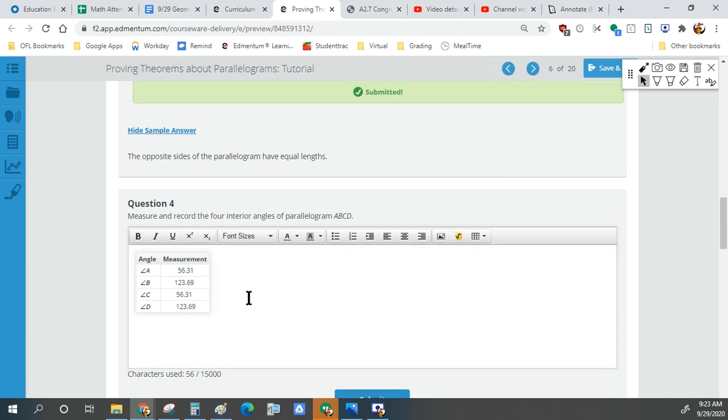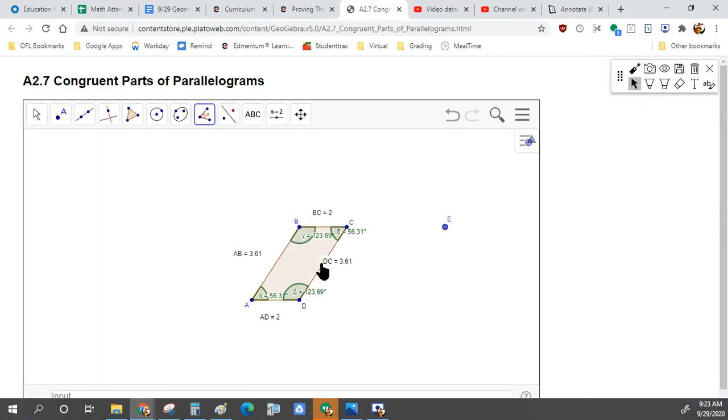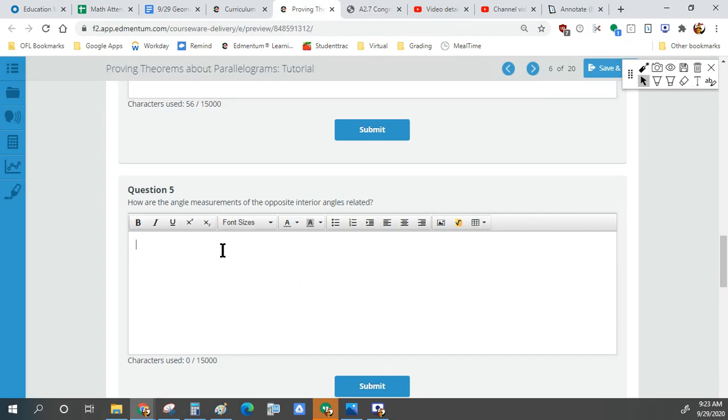All right, so we have those. And then it's going to ask us what do we know about the opposite interior angles. So the opposite interior angles are also congruent. So it's probably going to be like in a parallelogram, the opposite interior angles are congruent.